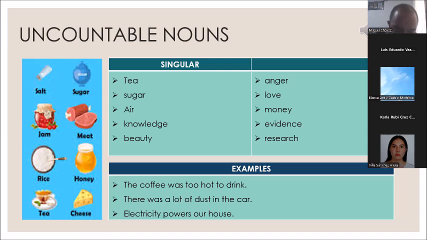The coffee was too hot to drink. There was a lot of dust in the car. Electricity powers our house.